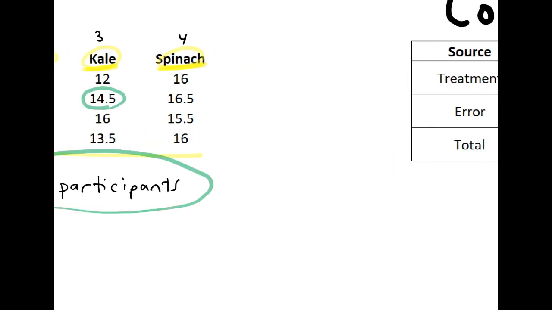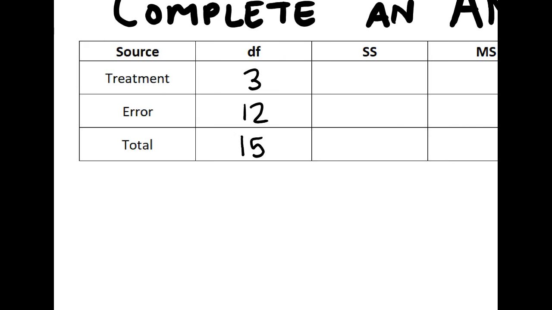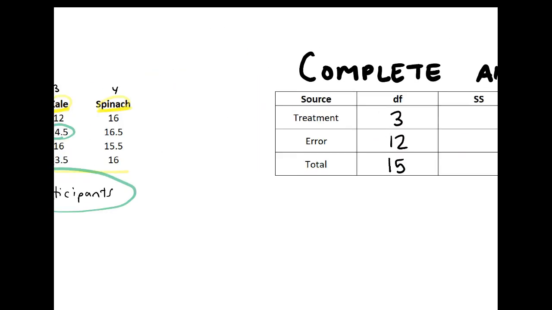Okay, so that is some labeling methods we'll be using as we complete the ANOVA table. And the first calculation we're going to find is the sum of squares for the total group. So we're looking for this value right here. Okay, and how we find that, let me zoom out a little bit here.